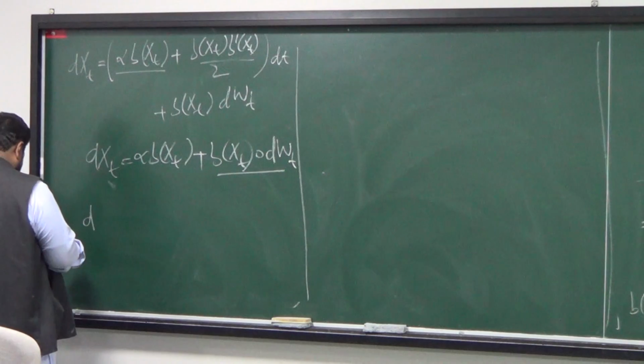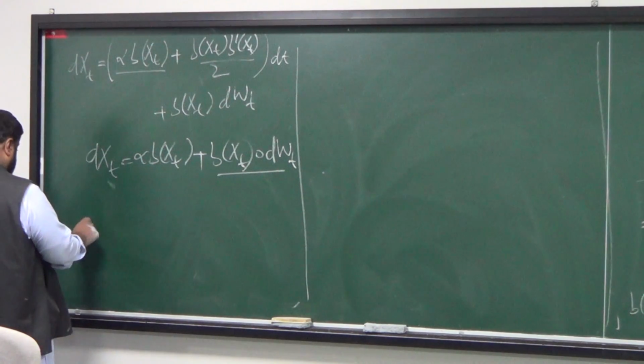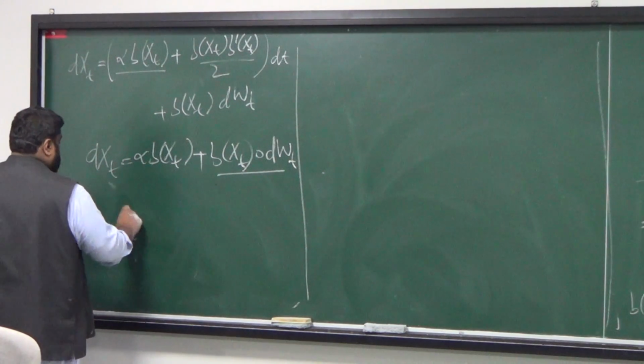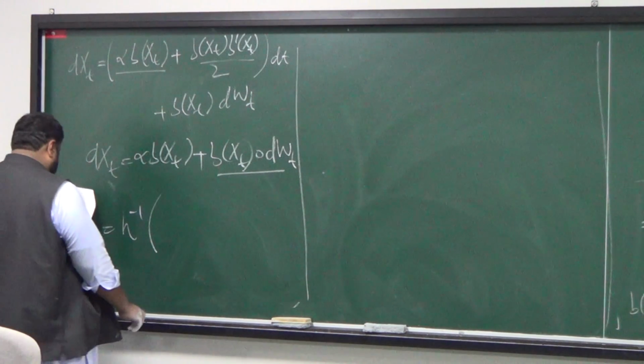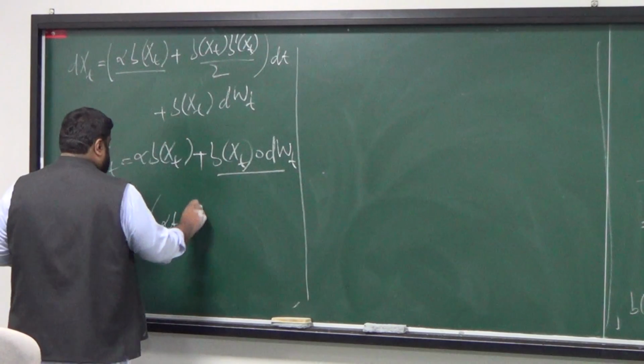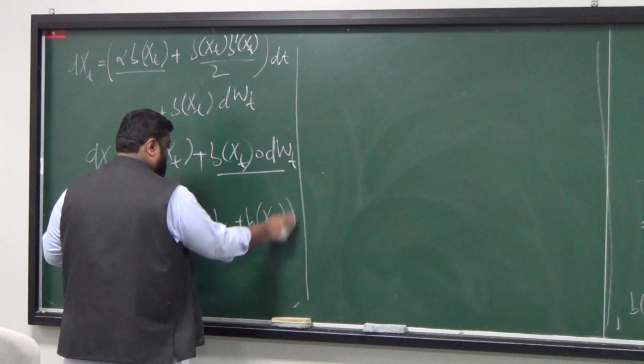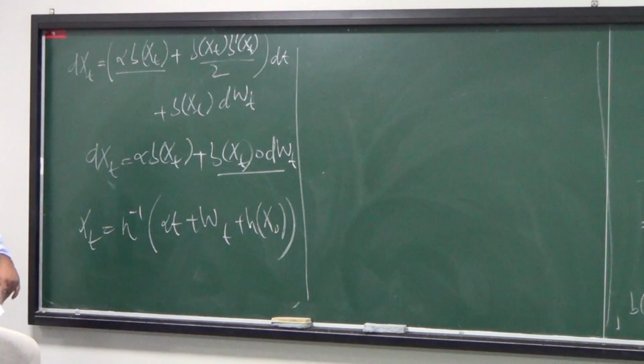The solution of this equation can be written as h inverse of alpha t plus W_t plus h of x naught, where the h is the same as the previous case. H is not changing.